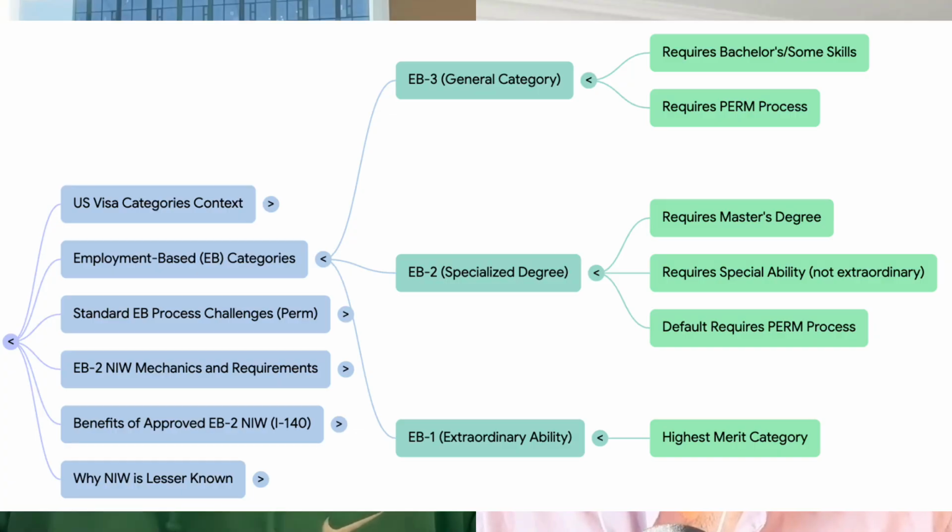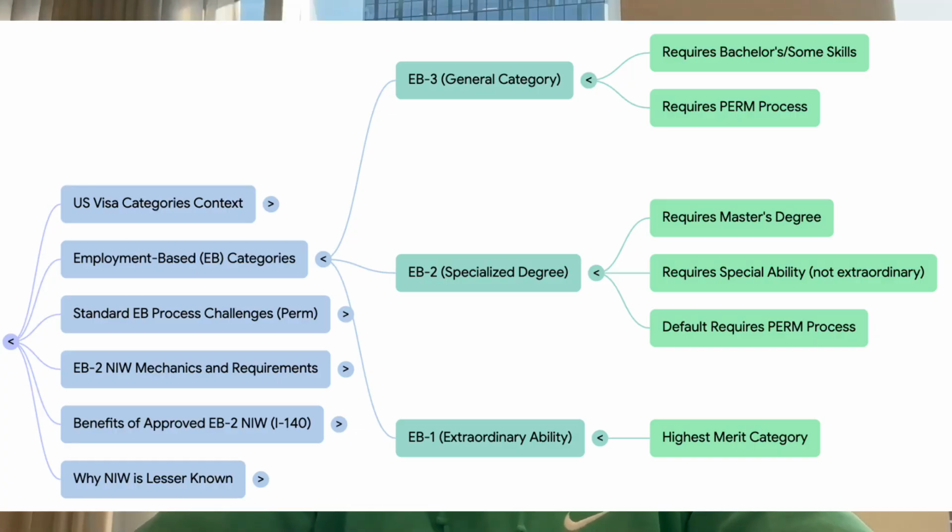Now where do EB1, EB2, EB3 fit? EB3 is the general category. If you have a bachelor's and some skills, you can transition from, let's say, H1B or F1 to EB3 through the PERM process. Or if you have a master's, then you can target the EB2 category, which is for a specialized degree, or some sort of special ability, not extraordinary ability. And if you have an extraordinary ability, you can target the EB1 category.